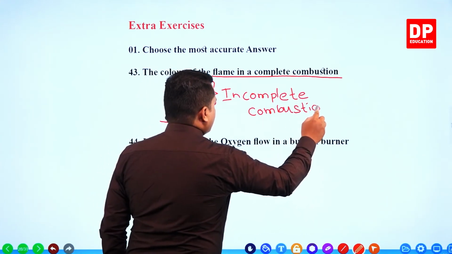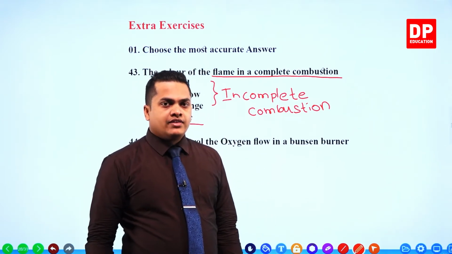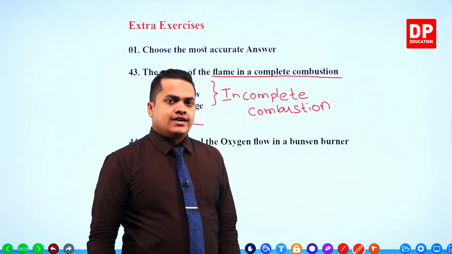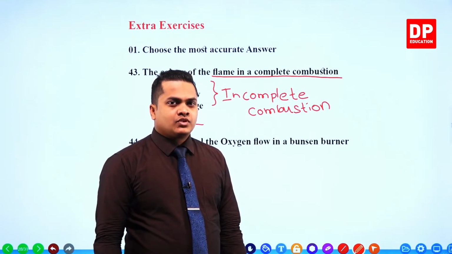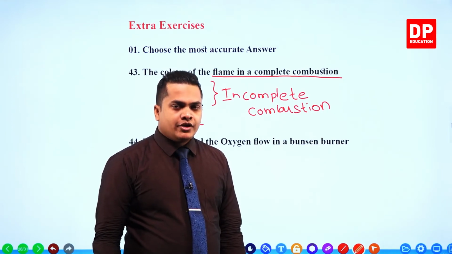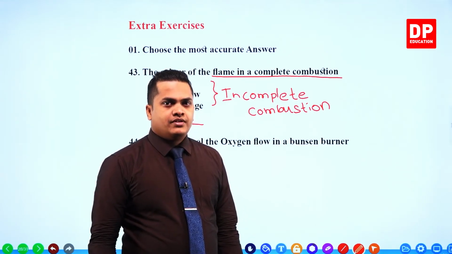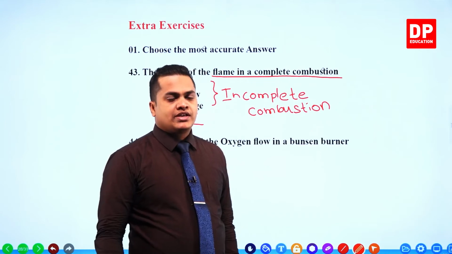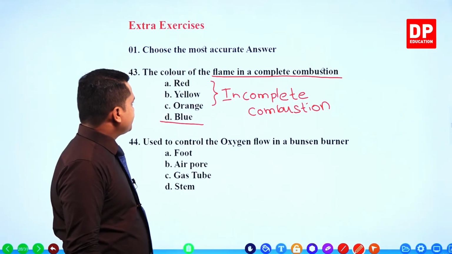If incomplete combustion is there, then you can observe other products like unburned carbon particles, carbon monoxide, soot, and ash. It's due to incomplete combustion. During a complete combustion, the only products created are water vapor and carbon dioxide gas. So they are asking about the color of the flame. The color of the flame is blue during a complete combustion, right?